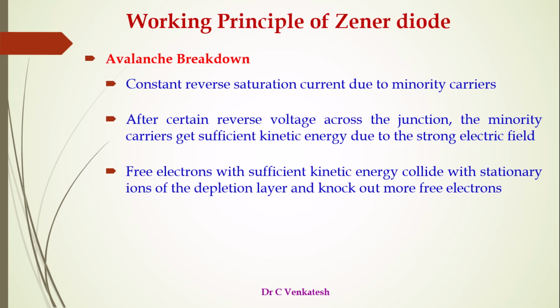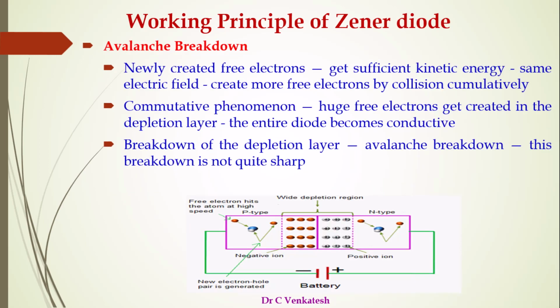So that free electrons knock out more number of free electrons when collide with the immovable ions. When more number of free electrons are there in the PN layer, that free electrons get sufficient kinetic energy from the same electric field. That free electrons again create the more number of free electrons by collision. This cumulative phenomenon very soon creates huge number of free electrons in the depletion layer.